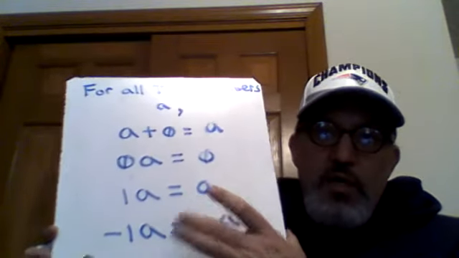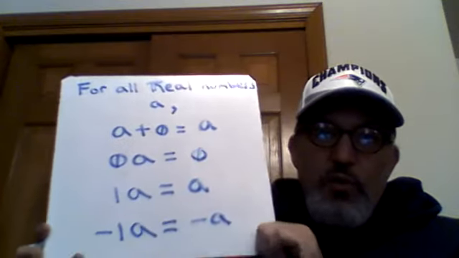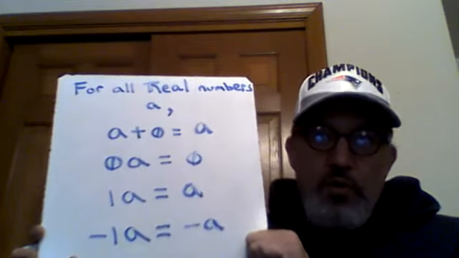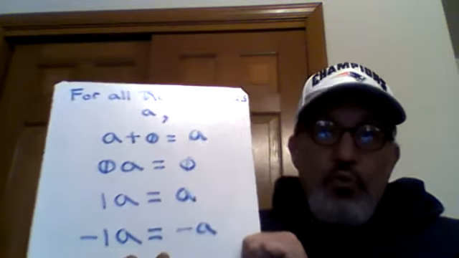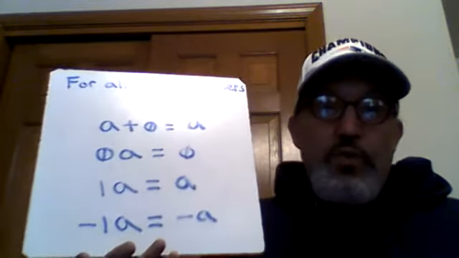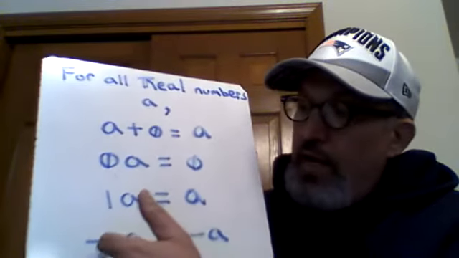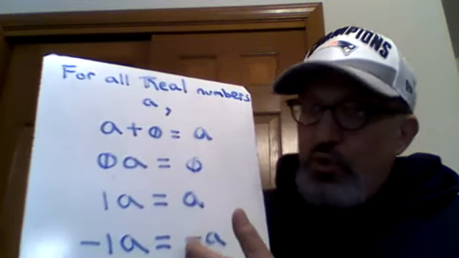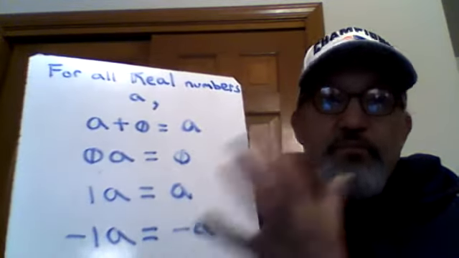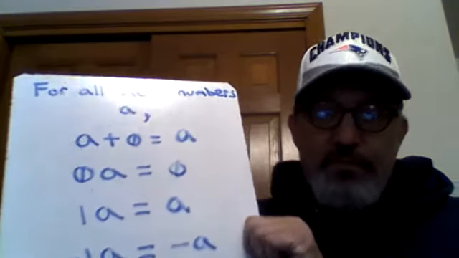And this is going to be the foundation that we're going to build on to get to the rules for multiplying and dividing with negative numbers. Negative 1 times A is equivalent to the opposite of A. Now let's see why.